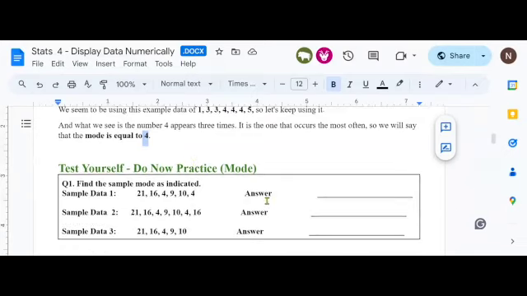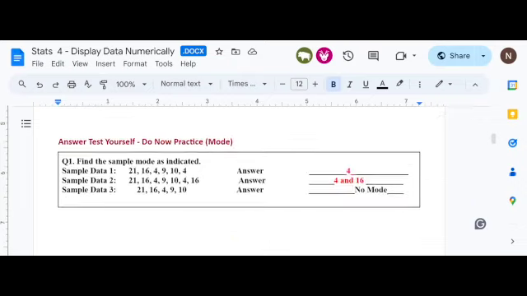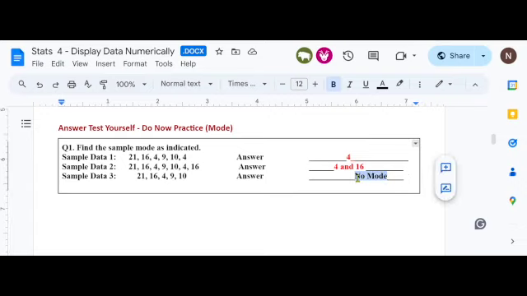Now it's your turn. Can you do this now? Yalla, do it. Finish? So what's the answer for the first one? 4. You sure? Next one, the second one? 4 and 16. And the last one? None. Okay, here is the answer. Clear?